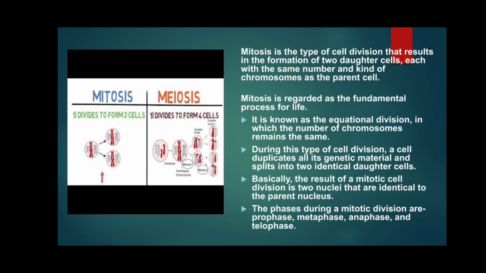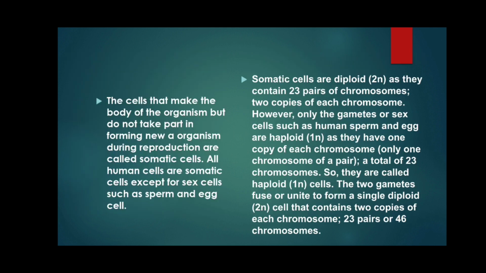Phases of mitotic division are prophase, metaphase, anaphase and telophase. In short, you may write PMAT, PMAT. The result of mitotic cell division is two nuclei that are identical to the parent nucleus. Mitotic division takes place in the somatic cell.